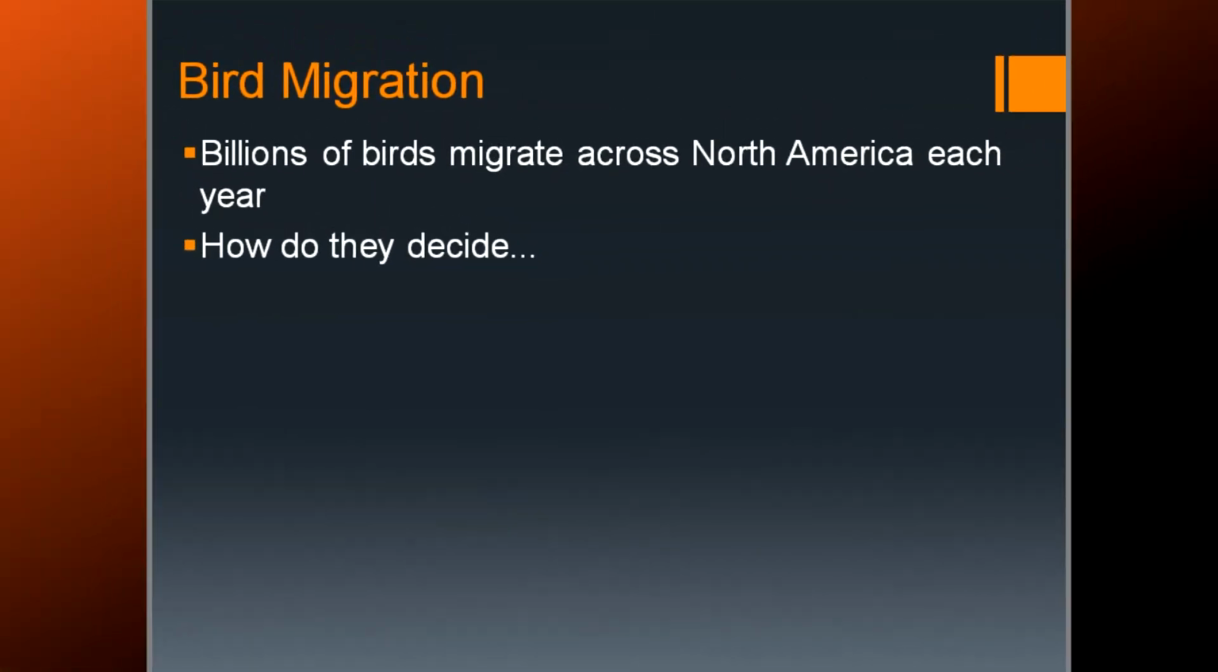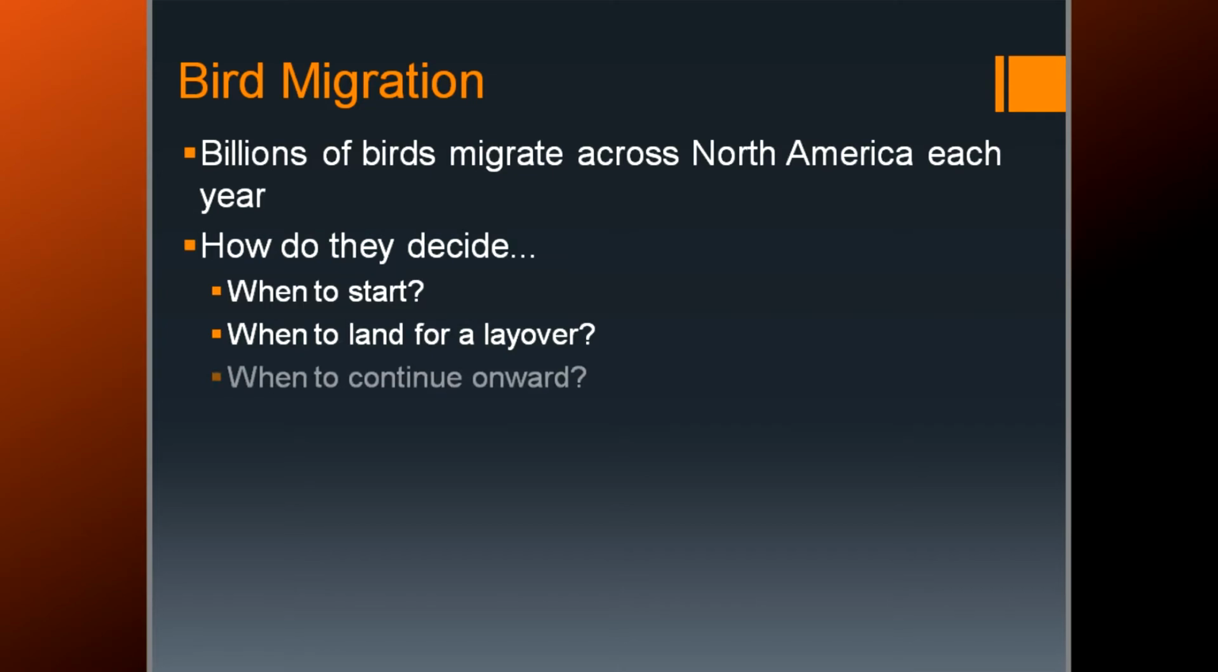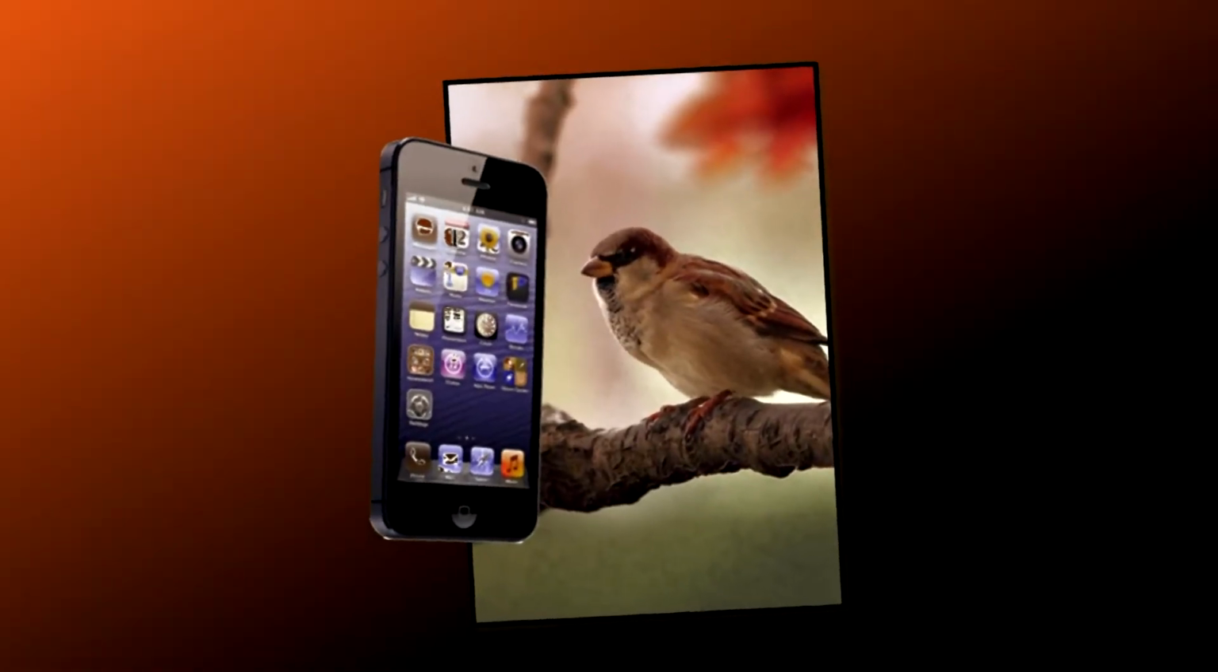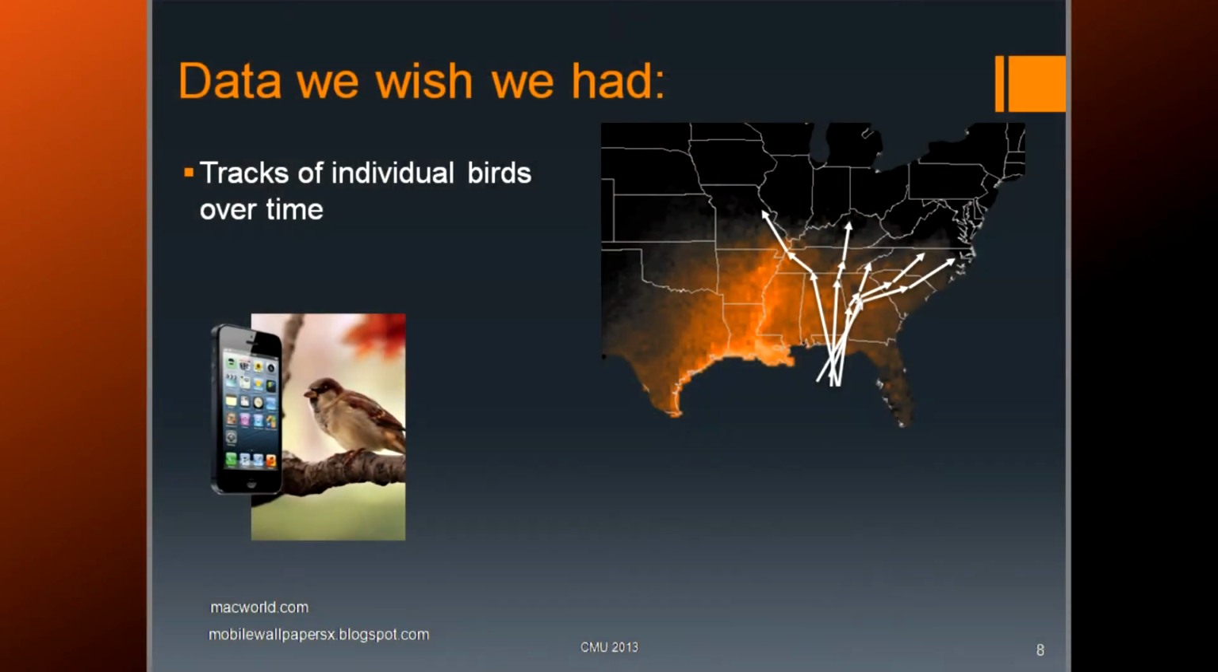And the question my collaborators have is, how do these birds decide when to begin their migration north, when to land and stop over for a few days, when to continue onward, and when to stop and make a nest? Now, to make a model of bird migration in order to answer these scientific questions, we wish we had data where every bird carried their own cell phone and we could track them as they went across the United States. Unfortunately, cell phones are not small and lightweight enough yet for that to work.